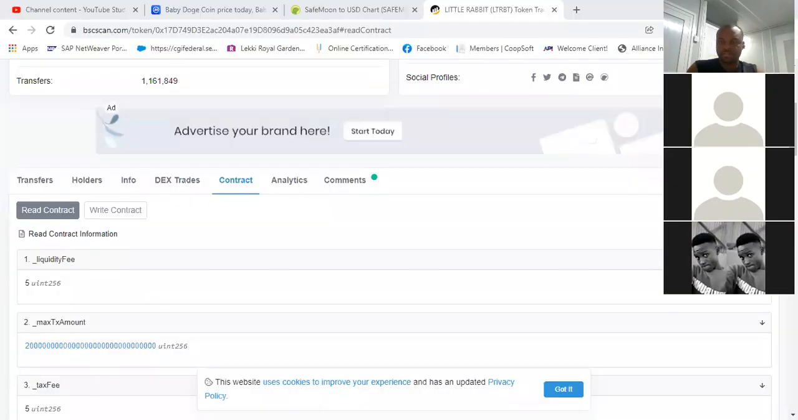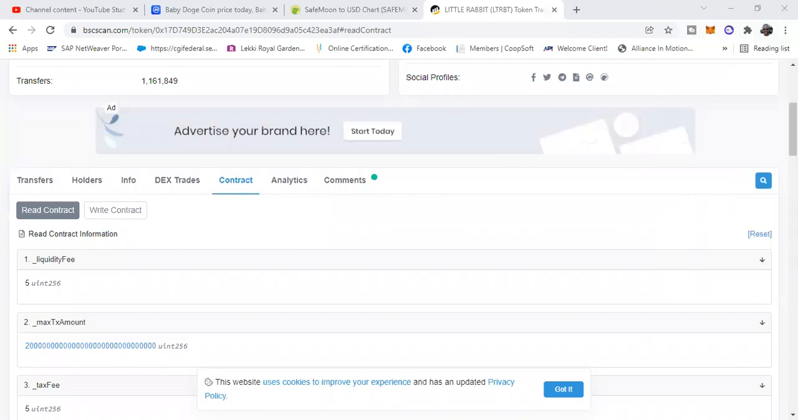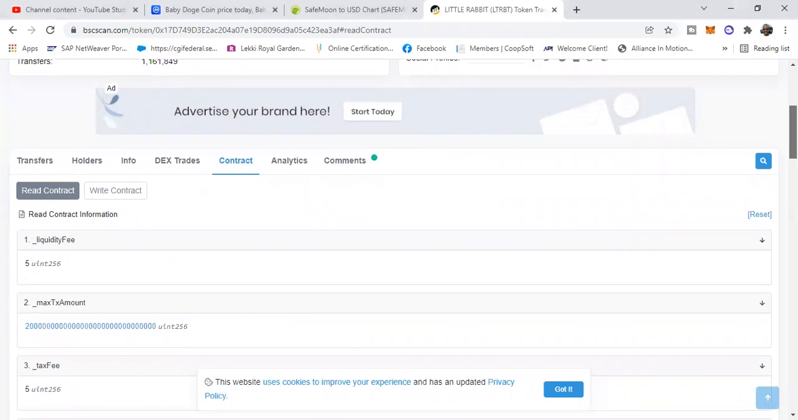I'll share my screen again. All right, so we're here. We're looking at the information we have on BSCscan. How to use BSCscan.